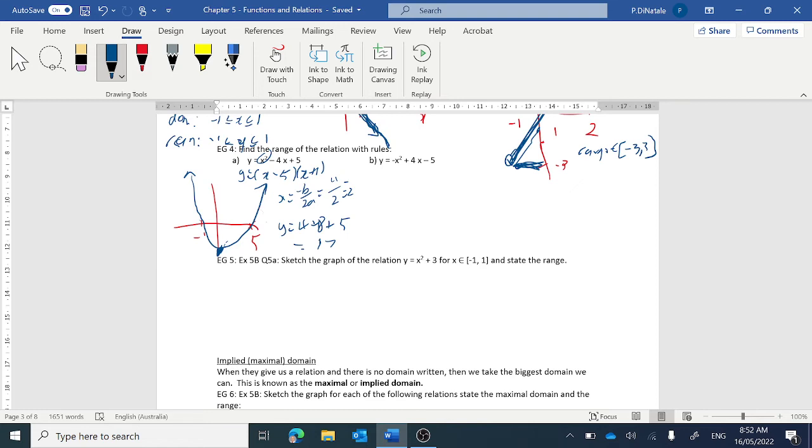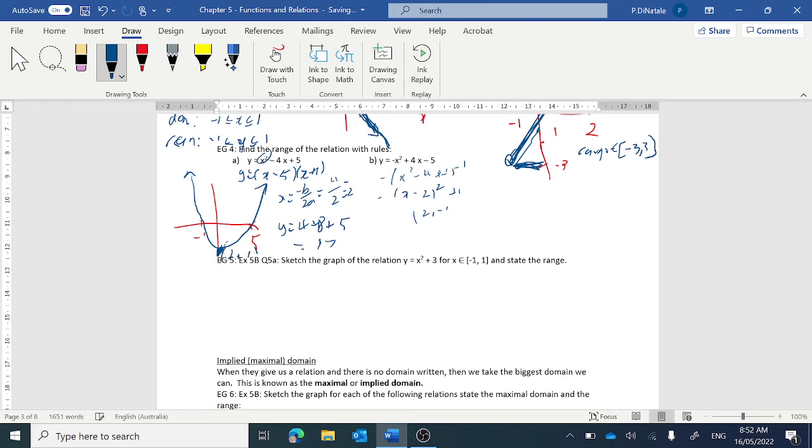Well, this one is upside down, and we can get that as well. It's going to be negative x squared minus 4x plus 5. This factorizes to negative x minus 2 all squared plus 1, so it's 2 and negative 1. That should be 2 and negative 1.